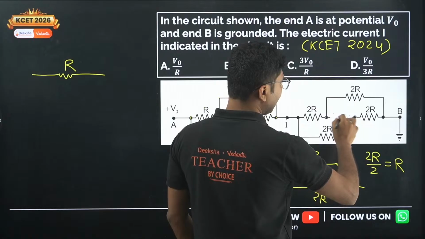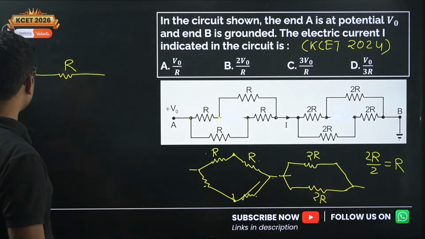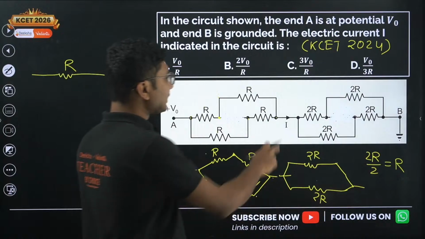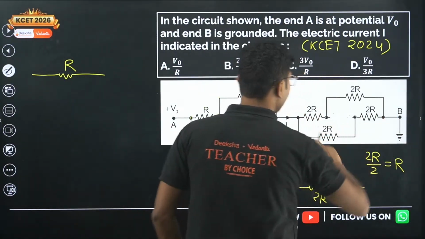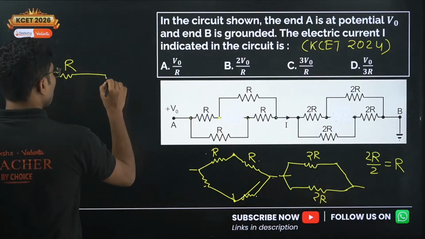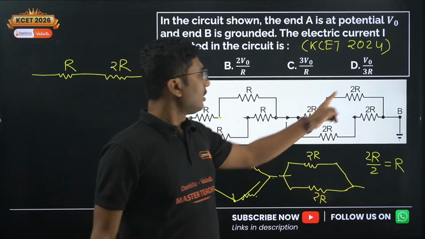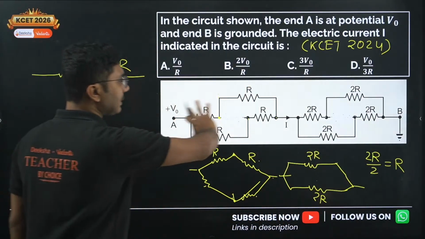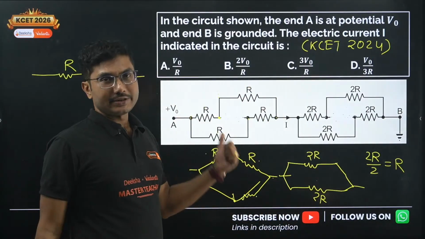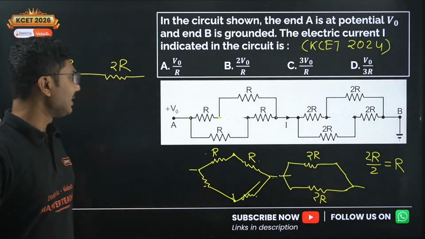Now again, you see that all the resistances of the second Wheatstone bridge are also the same. So what will be the equivalent resistance of this one? All the resistors are 2R, so its equivalent resistance will be 2R as well. If all the resistances are the same, the equivalent resistance is equal to the value of only one single resistance.